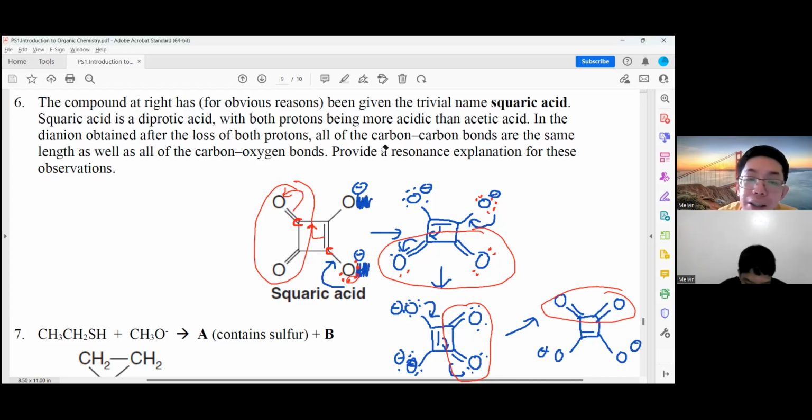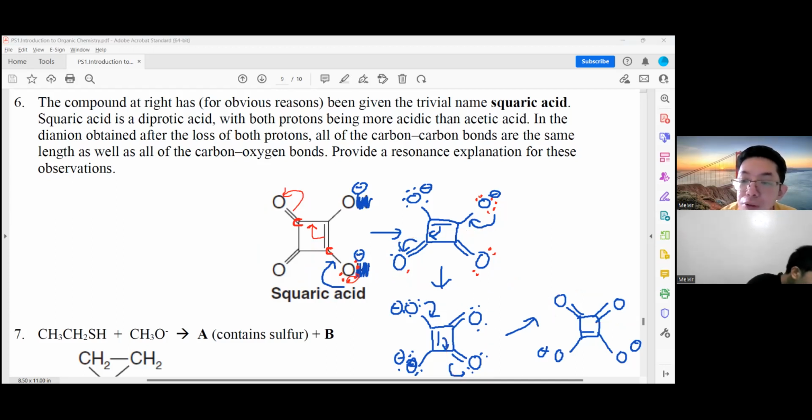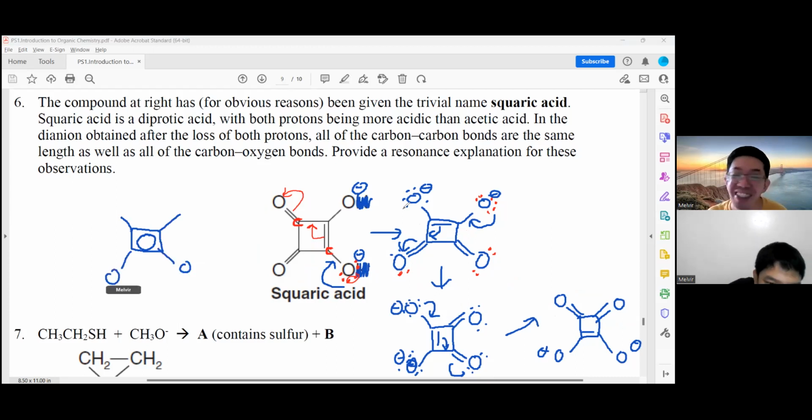So wait lang. Erase ko lang tong mga to para at least kita mo. Nabura ko yung isang lone pair. Ay, yung isang electron. Yan. Propose to me a structure, hybrid structure for this. Resonance hybrid. Ginawang benzene. Pero pwede naman.